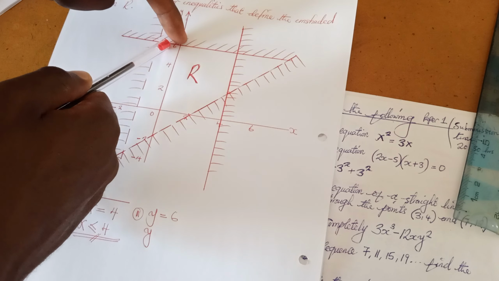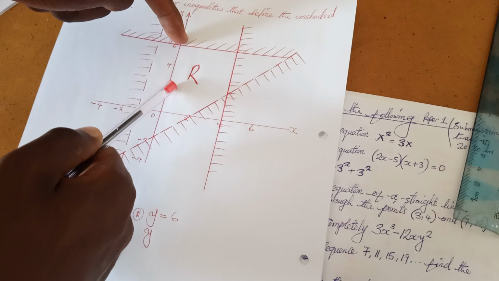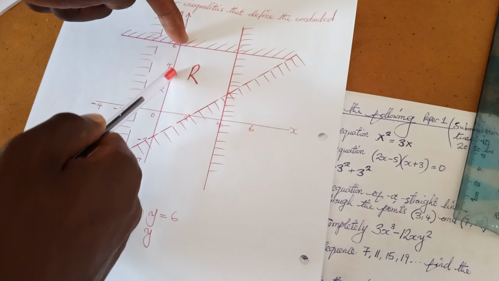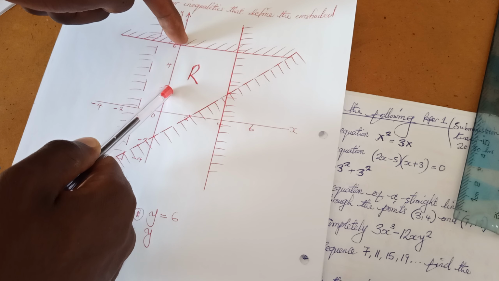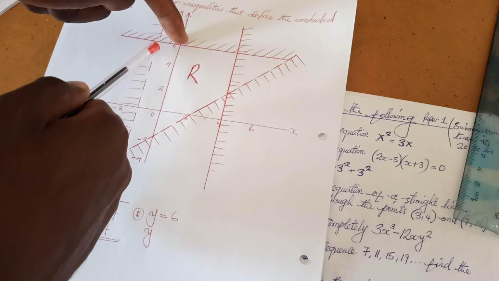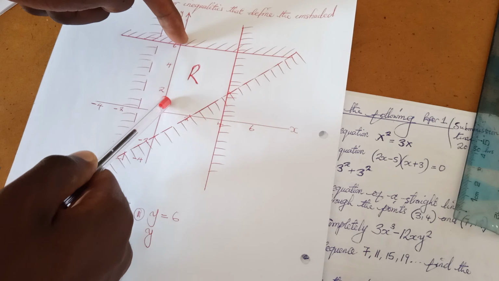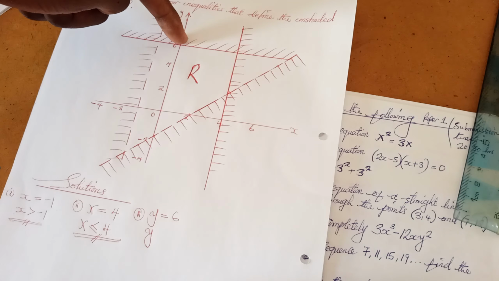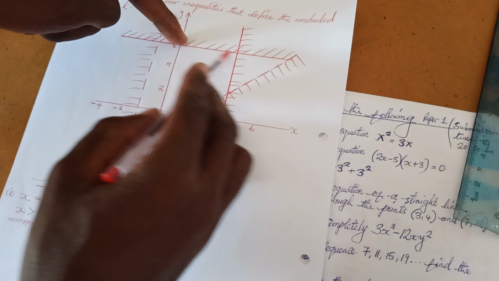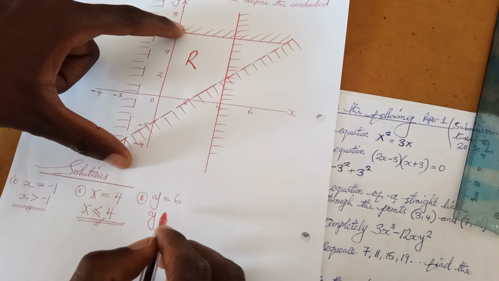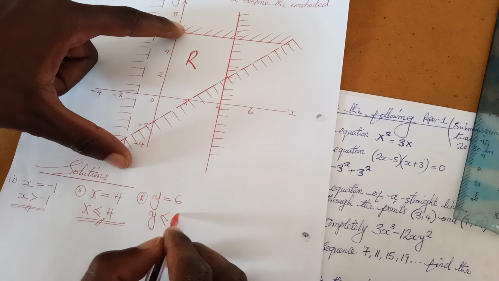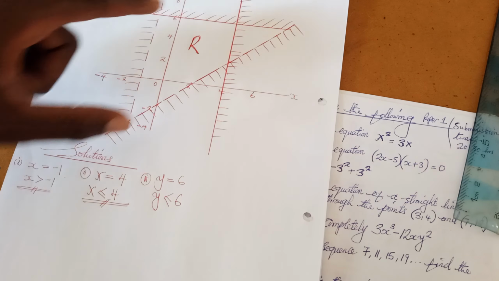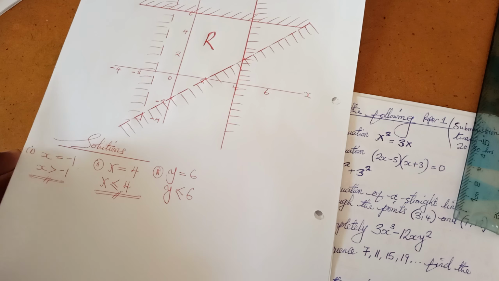So when you stand on 6 here and you are coming down, it means the numbers that are down here are less than 6. Since the numbers are less than 6, and it is a solid line, we're going to say y is less than or equal to 6. I hope that you followed this.